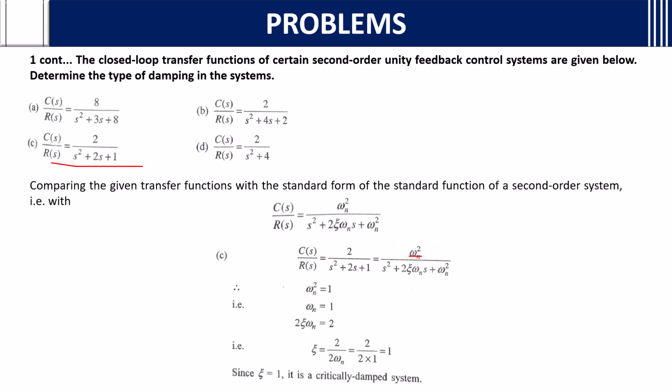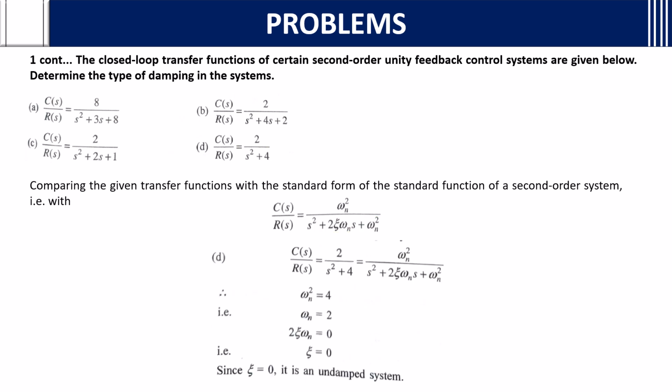So you compare this equation with this. Omega n square is 1, so omega n will become 1. Then 2 xi omega n is 2, so xi is equal to 2 by 2 omega n. 2 by 2 again gives 1, so xi equals 1. If the xi value is 1, then what is it called? It is a critically damped system.